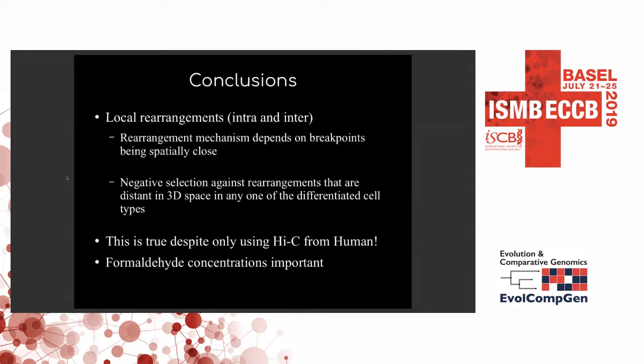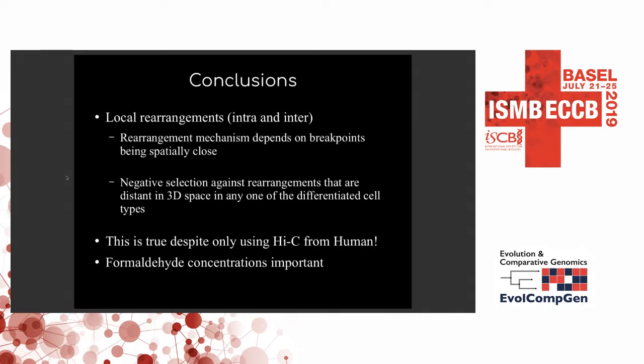So to summarize, we have the rearrangement mechanisms that's probably based on being spatially close. Possibly what we're seeing is a negative selection against rearrangements that are distanced in 3D space in each of the different differentiated cell lines. And again, we're still only using Hi-C data for humans. We have Hi-C data for other species, and there are complications with using the data for these, but that's future work.